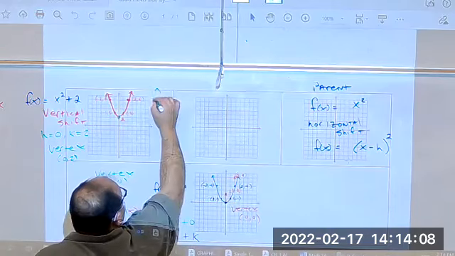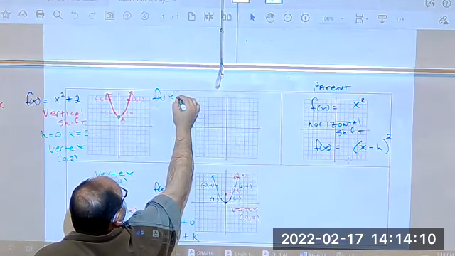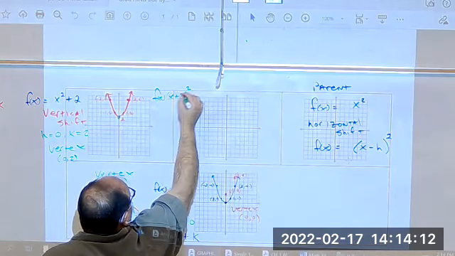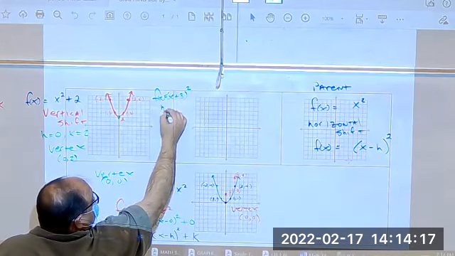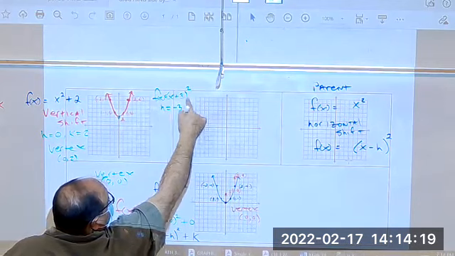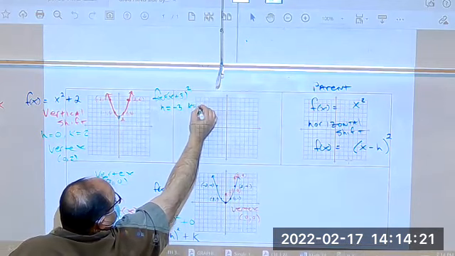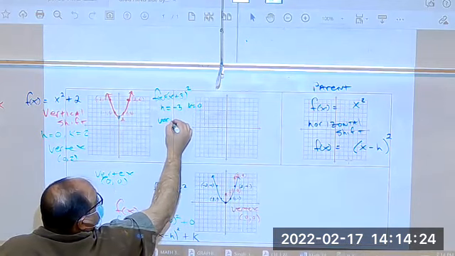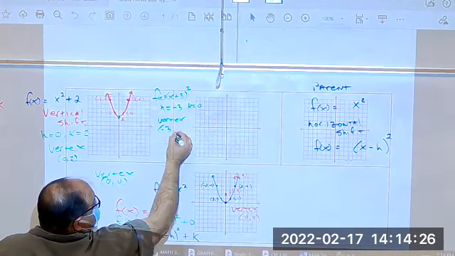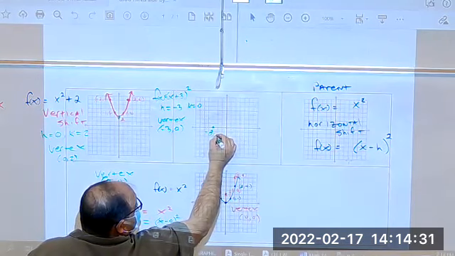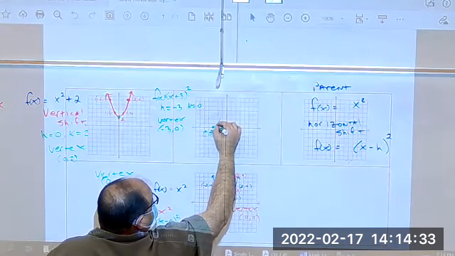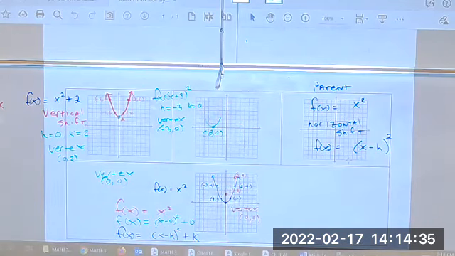When we did f of x was x plus 3 squared, then inside here, remember it's the opposite sign, h was a negative 3, and there's nothing added, so k is a 0, and the vertex would be negative 3, 0. And that's where it was. It was right here, negative 3, 0. And it opened up. You have to be able to read the equation and take out the parts that you need. Take it apart piece by piece.